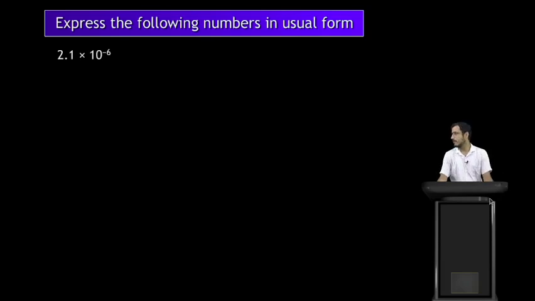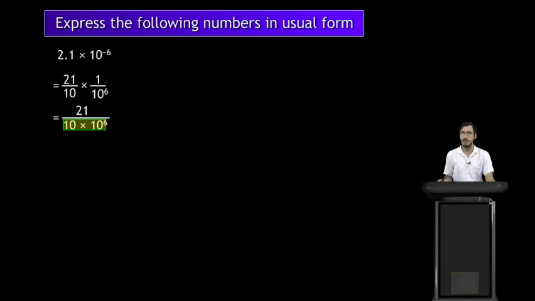Okay, now express the following numbers in usual form. Here we have the number 2.1 into 10 to the power minus 6. Okay students, let's try. So what will we do here? First we convert the decimal number into fraction form. So 2.1 we can write as 21 upon 10, and here 10 to the power minus 6.